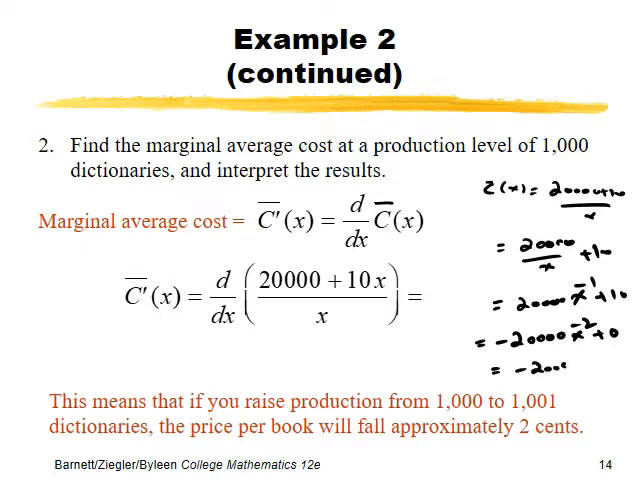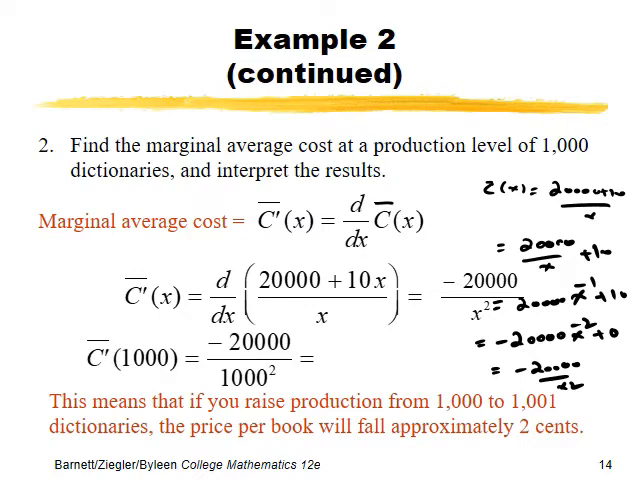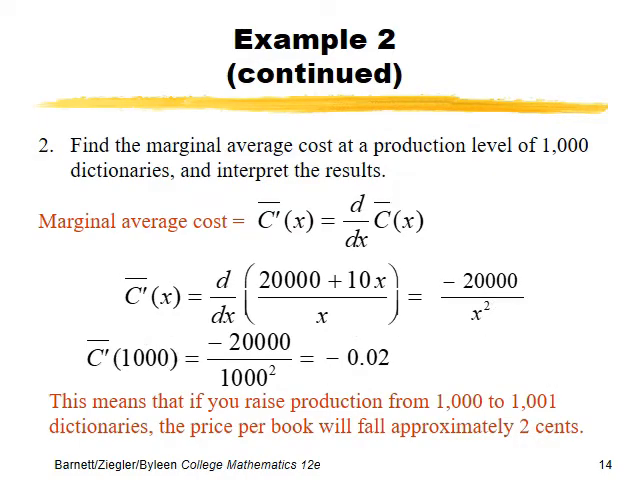We can write it in this form. So this is how we take its derivative: minus 20,000 over x squared. And in order to get the marginal average cost at 1000 dictionaries, you can simply substitute 1000 and you can get the result. You can see here we simply substitute the 1000. The average cost of producing that extra 1001st dictionary means that its cost will reduce by 2 cents.